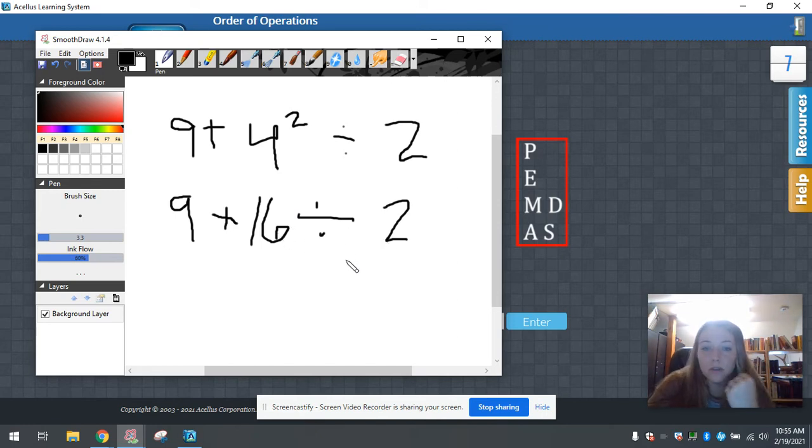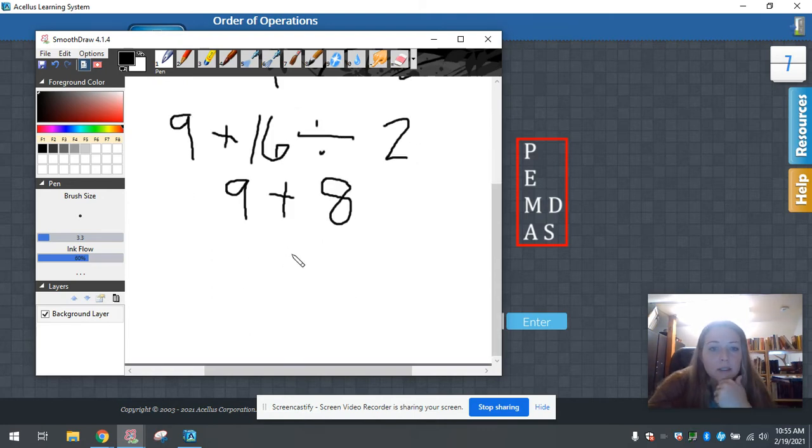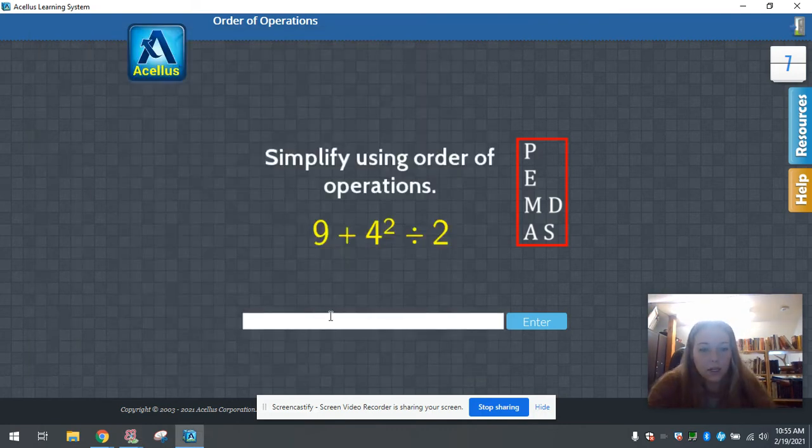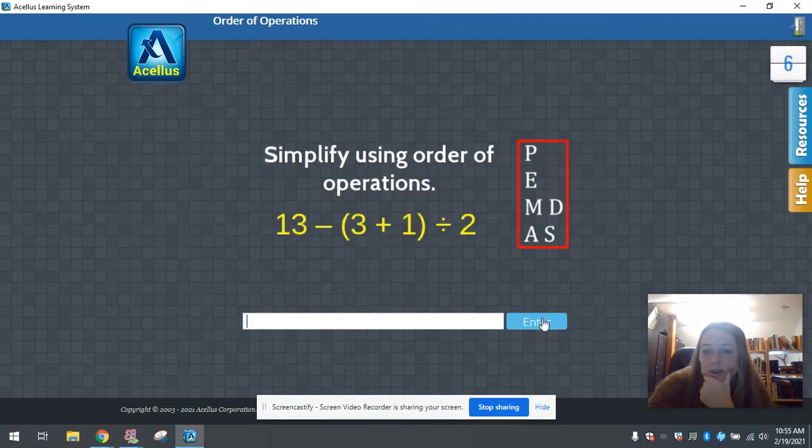I'm going to do 16 divided by 2, which is 8. I'm going to bring down the rest of my problem, that plus 9. And now all I'm left with is 9 plus 8, which is 17. And I've got my answer. So I'll go to this and I type in 17 and I click enter. And yay, we got it right.